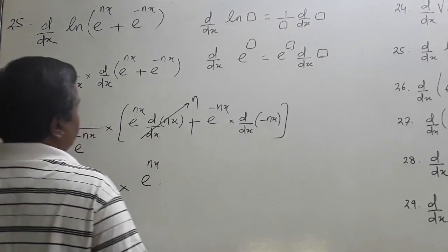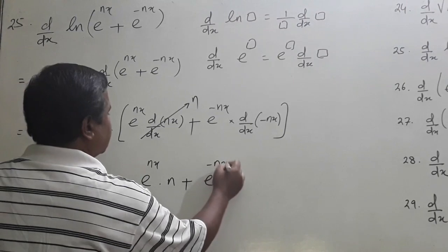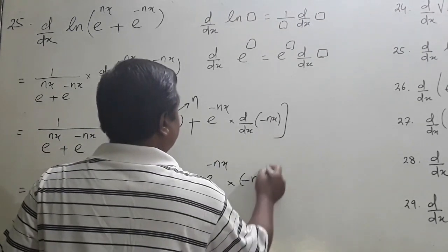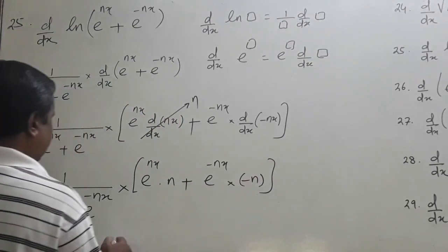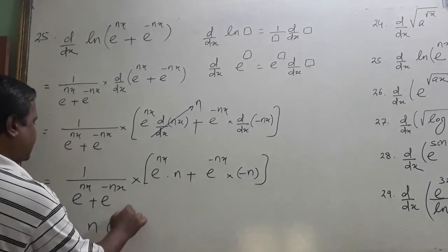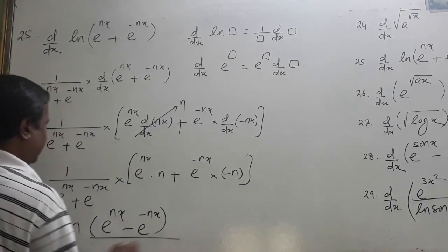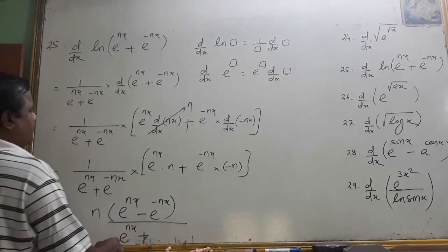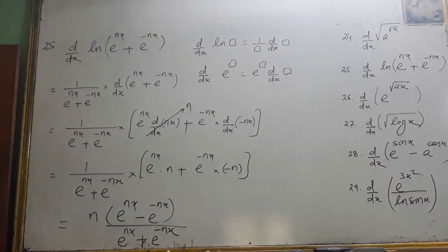d/dx of x is 1, into n, plus e^(-nx) into d/dx of minus nx. The answer is minus n. Now what will come outside? n will come outside. The answer will become n (e^(nx) minus e^(-nx)) divided by (e^(nx) plus e^(-nx)). So this is the answer.